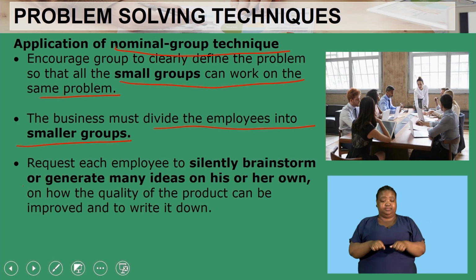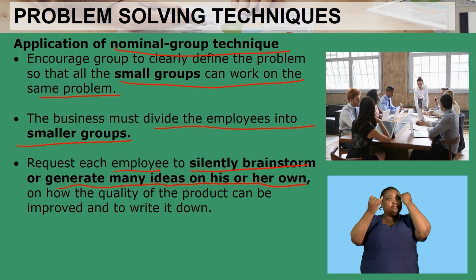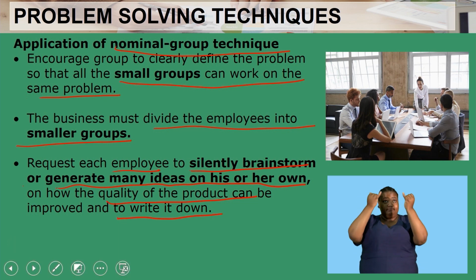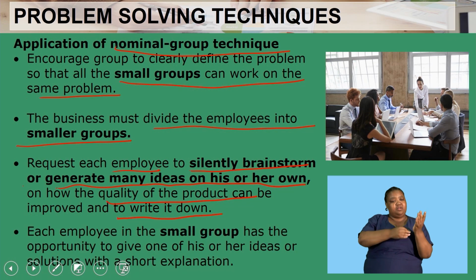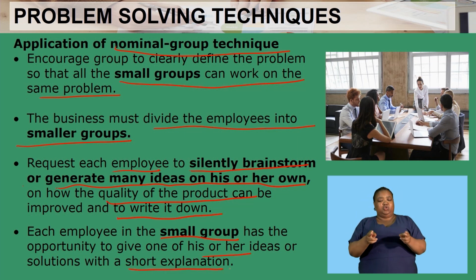Then we're going to request each employee to silently brainstorm or generate many ideas on their own on how the quality of the product can be improved. And then they need to write down those ideas. So each employee is going to do that on their own. Each employee in the small group has the opportunity to give one of their ideas or solutions with a short explanation. So everybody is given a chance to come and present their solutions to the entire audience. Right, and then we continue with the application.